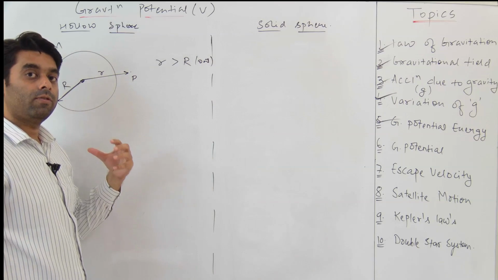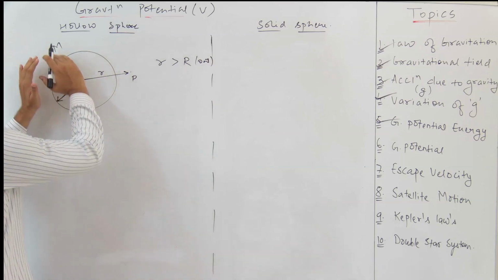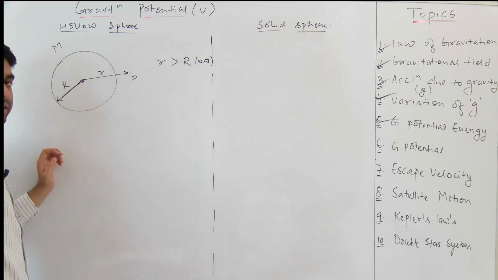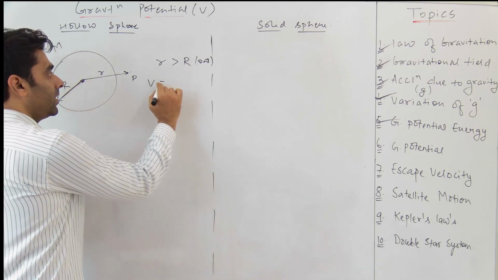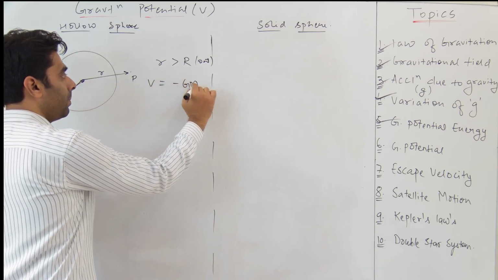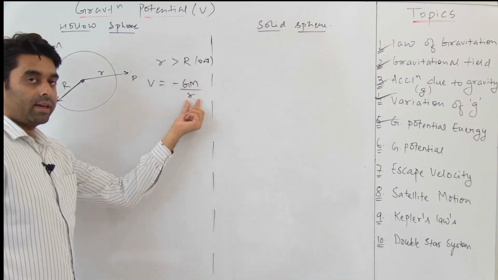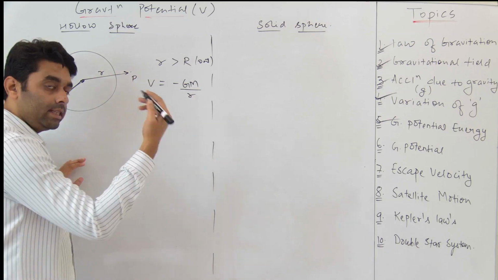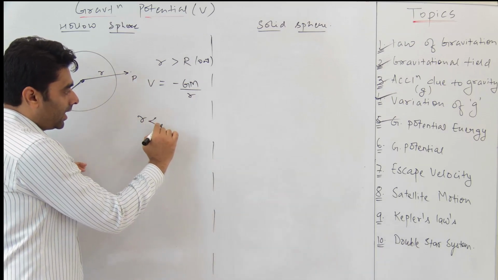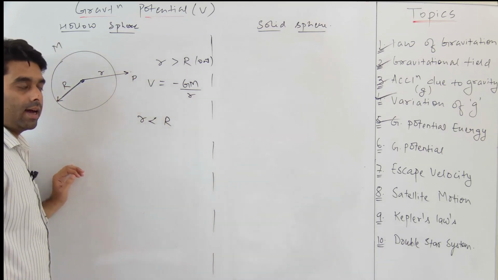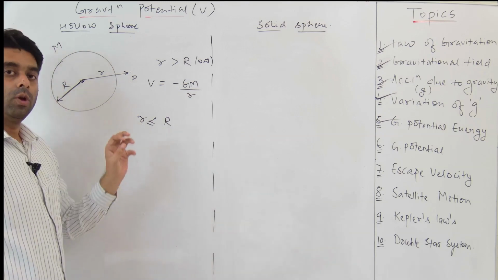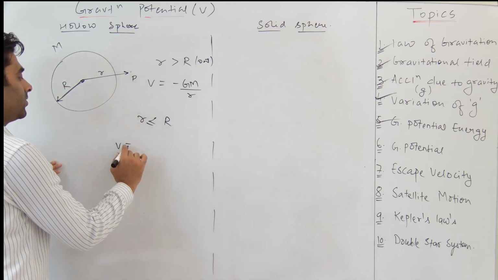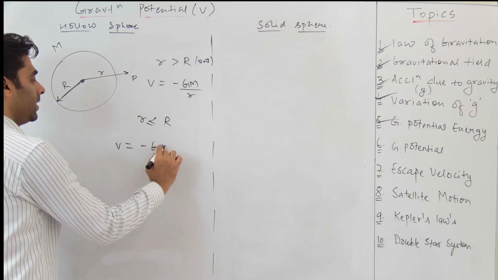Gravitational potential for an outside point is given by considering this hollow sphere, this shell, as a point mass placed at the center, and therefore it will be given as minus GM by small r. Small r is the distance of point P from the center. For inside points, that is r less than or equal to capital R, also on the surface and all the inside points, your gravitational potential is given as minus GM by capital R.